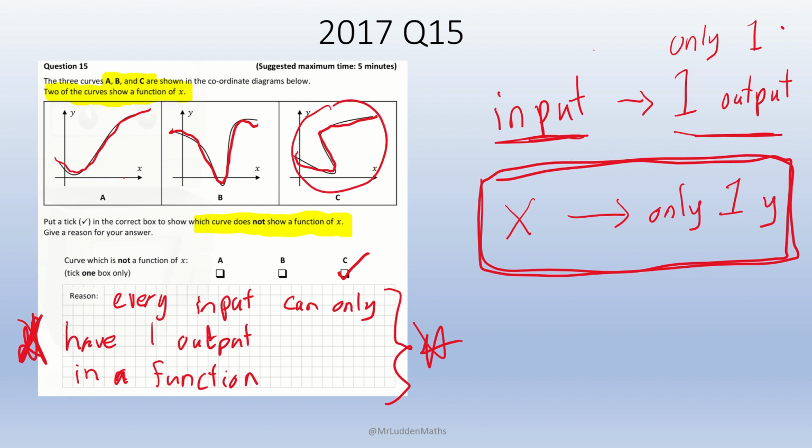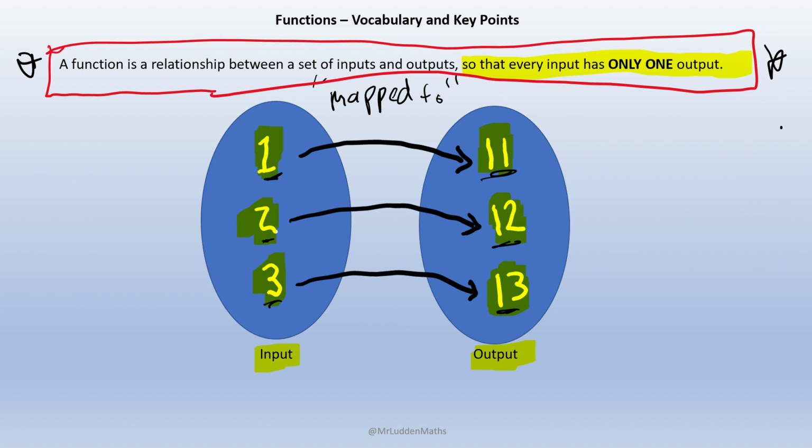So if you ticked C but didn't put any reason, you'd be getting maybe 2 out of your 5 marks there. But your reason is an awful handy way to finish off your question to get your full marks. And it's just a matter of knowing that sentence right there. I can't highlight that enough.